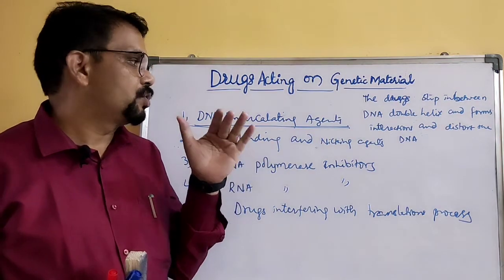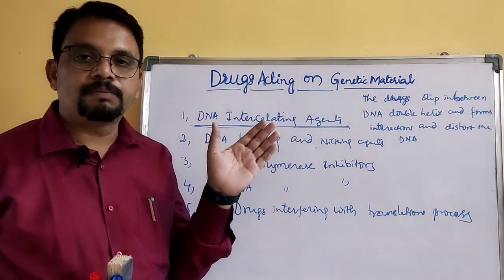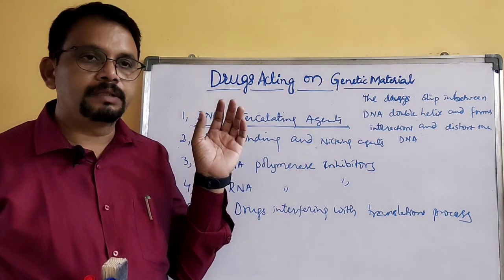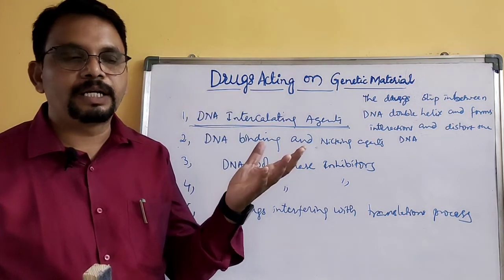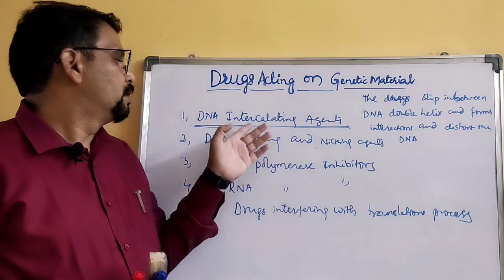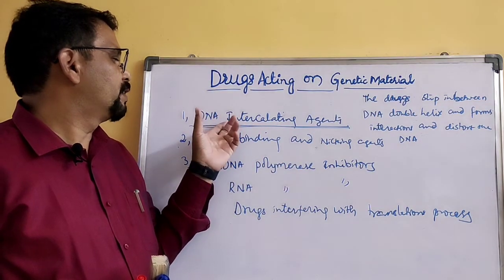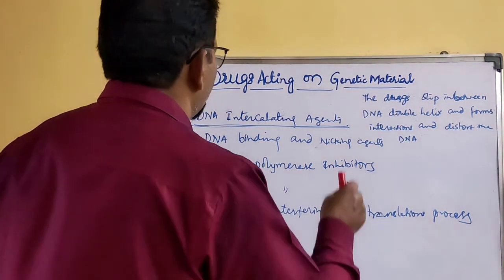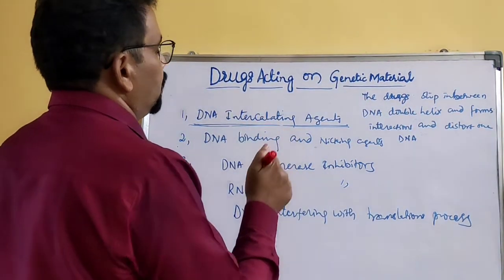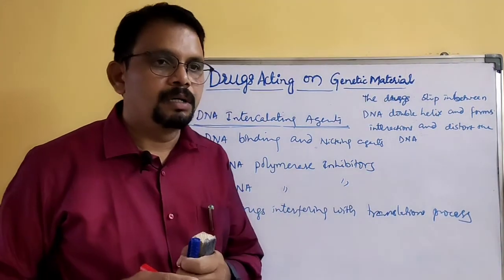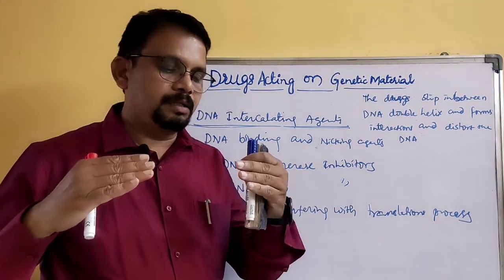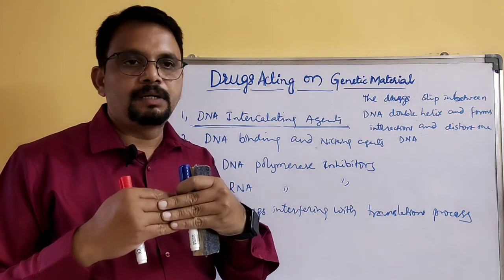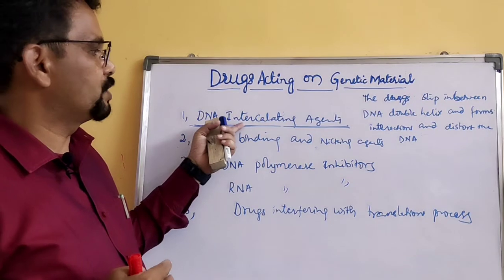That means it stops the replication processes. So because of that, there will not be any cell growth and the cell will die. So that is the effect of DNA intercalating agents. This process is called intercalation. Intercalation means the drug inserts in between the DNA double helix.